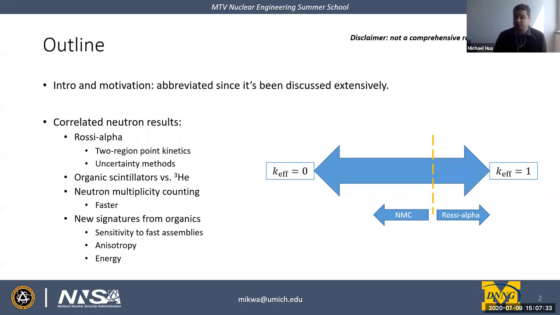So we're going to start with Rossi alpha analysis, and this is probably my area of expertise. We're going to talk about what it's been traditionally, and then more recent results where we expand traditional models to account for reflectors. We're also going to talk about uncertainty methods. The uncertainty methods are in the weeds, full disclaimer, but they are very transferable. It's not just a Rossi alpha method I'm going to be describing.